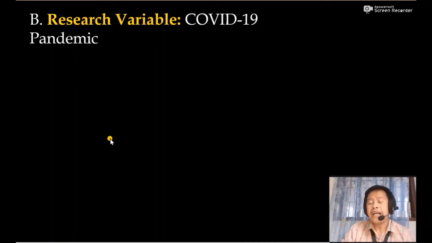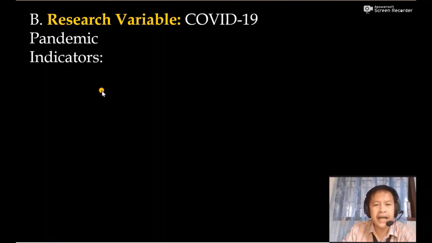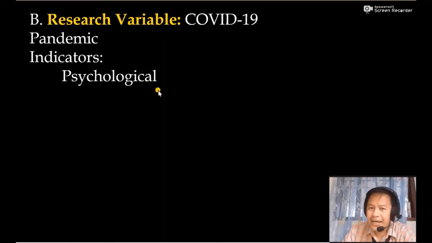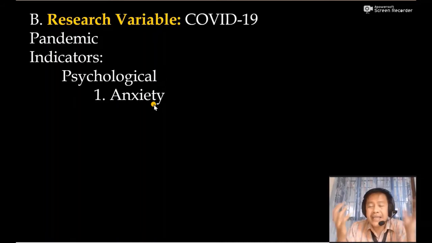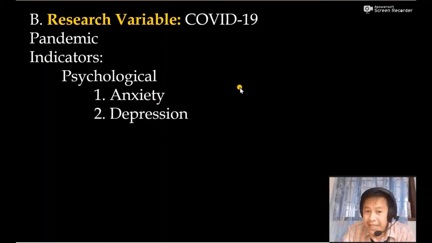When I say indicators, these are related entities, related ideas or concepts which are under the umbrella of the research variable that you have. Okay. These are the indicators. Psychological. And what are these psychological effects? We have the anxiety. I myself experience anxiety sometimes. Okay. The number 2, depression.